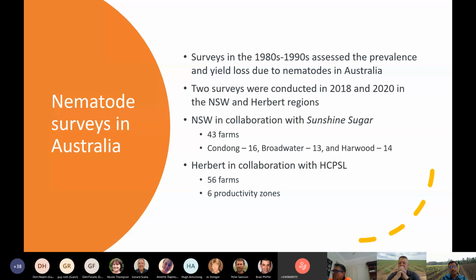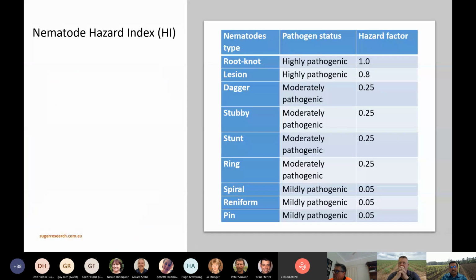to 2020. In the survey, instead of reporting nematode numbers, we wanted to see whether the nematodes present in an area pose any risk to productivity. So we calculated an index we call the nematode hazard index. What does it mean? We know that even a mildly pathogenic nematode can do significant damage if it is present in high numbers.